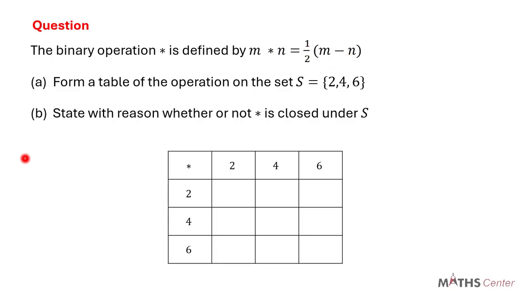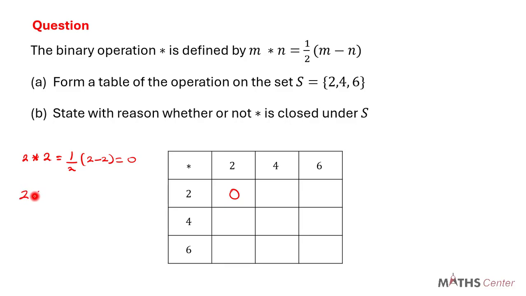So using the definition, 2 star 2 will be equal to half times. When we compare 2 star 2 to m star n, m will be 2 and n will also be 2. So you are going to have half times 2 minus 2. 2 minus 2 gives us 0. So half times 0 gives us 0. So 2 star 2 is 0.